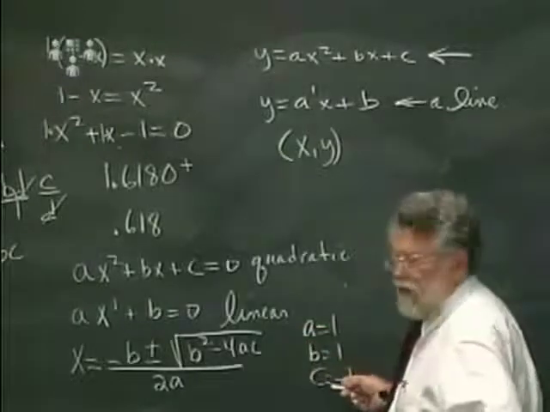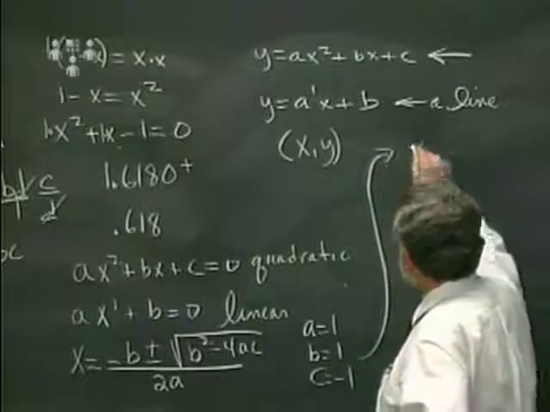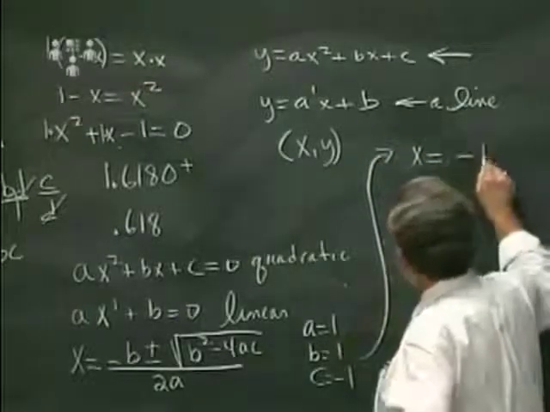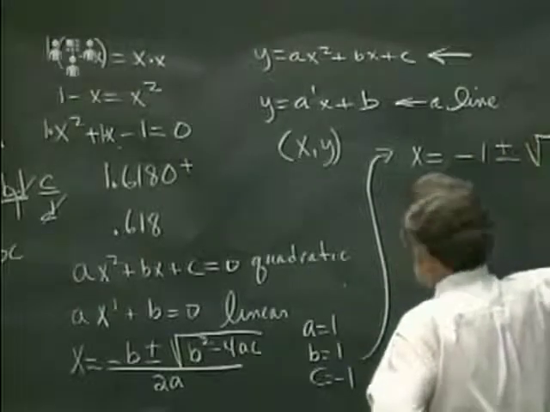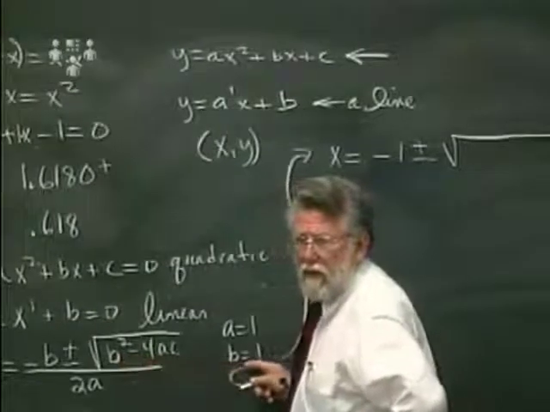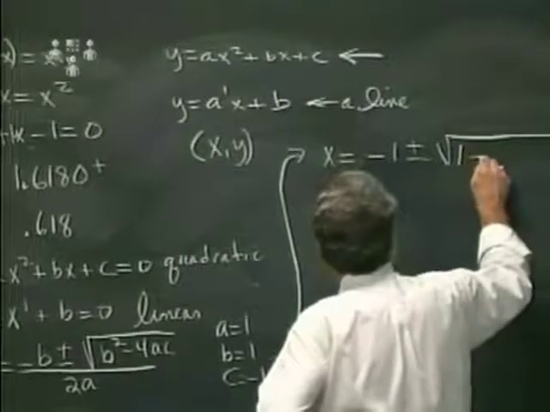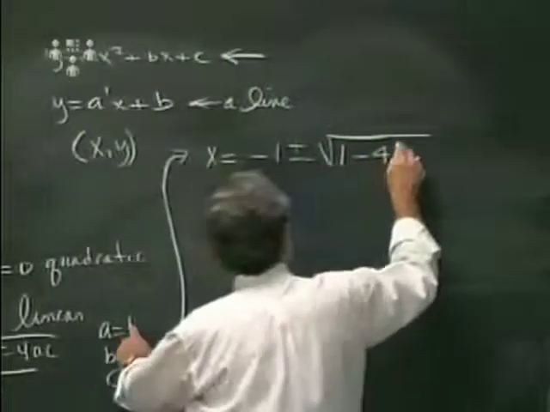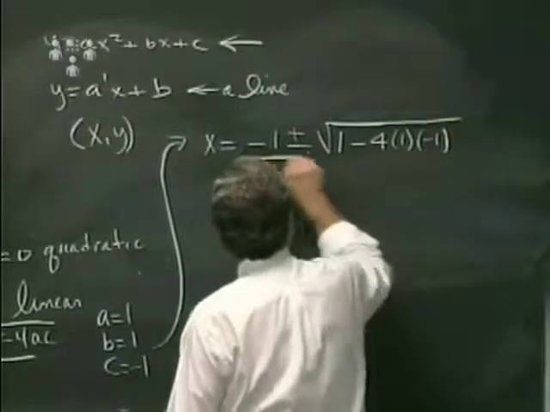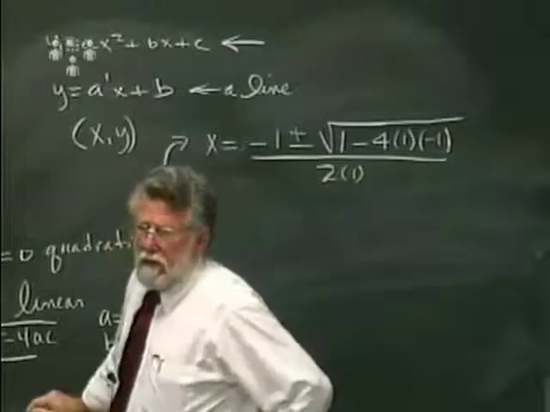Because if I take these and just substitute into here, I'm going to bring this up to here now, I would have x is equal to, so the b is 1, correct? So minus 1 plus or minus the square root. Now b squared is going to be what? 1 if b is 1. So I have 1. Then I have minus 4, and a is 1, and c is minus 1, correct? And that's over 2 times 1. All I've done is substitute.